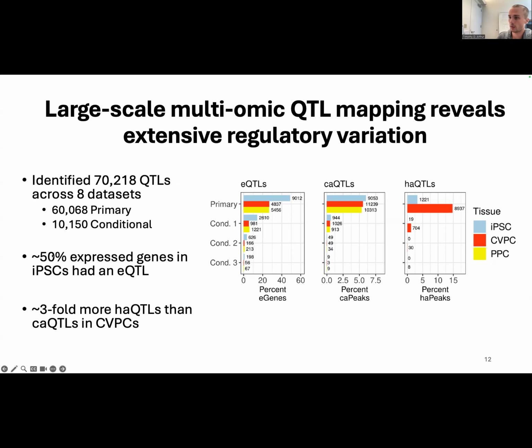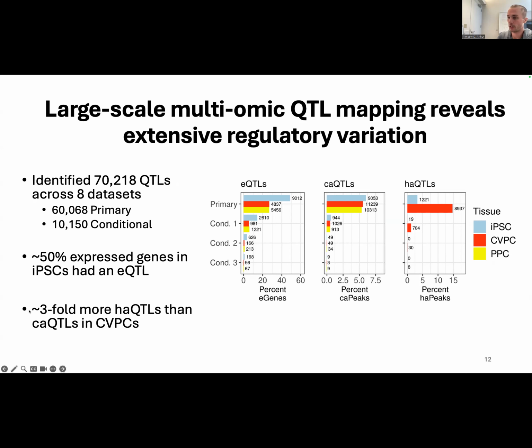Interestingly, we saw that about 50% of the expressed genes in iPSCs had an eQTL. This could be related to the sample size being the largest across the 8 data sets, and the fact that the cell type is more homogeneous than the CVPCs and PPCs. It also is a remarkable finding because it shows that there is a lot of regulatory variation that affects gene expression in stem cells.